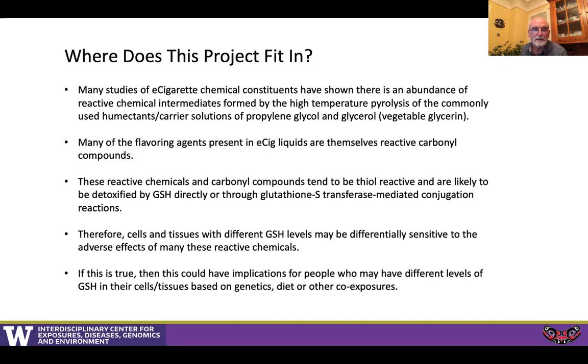Therefore, cells and tissues with different glutathione levels may be differentially sensitive to the adverse effects of these many reactive chemicals. If this is true, then this could have implications for people who may have different levels of glutathione in their cells and tissues based on genetics, diet, or other co-exposures.